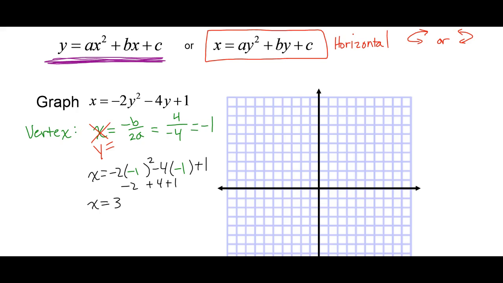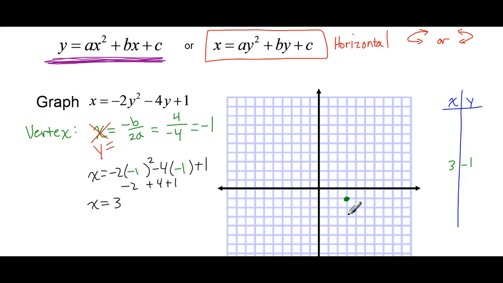Over here on the right, I'm going to make a little table of values so that I can draw a nice, accurate picture. And the first point that I'm going to draw is the one we just figured out, that the vertex has an x-coordinate of 3 and a y-coordinate of negative 1. So it's right there. Now all of your instincts are telling you that this graph is going to point up or down, but remember, this is a horizontal parabola.